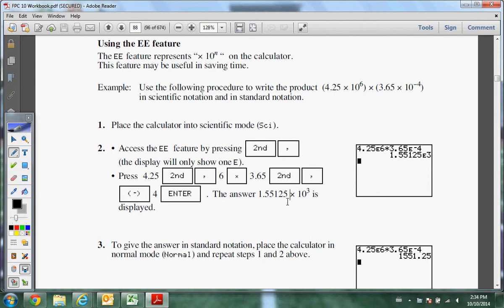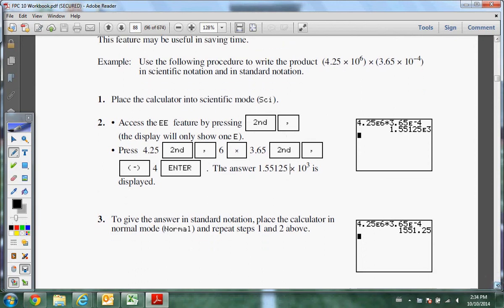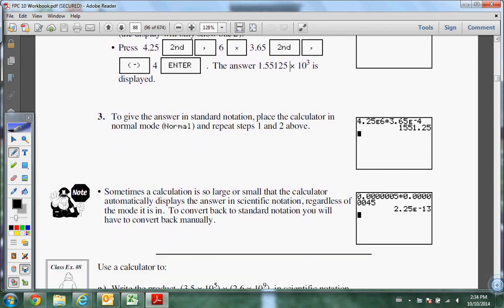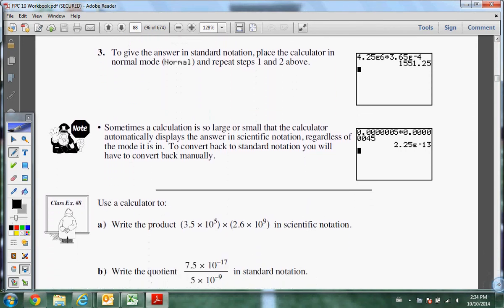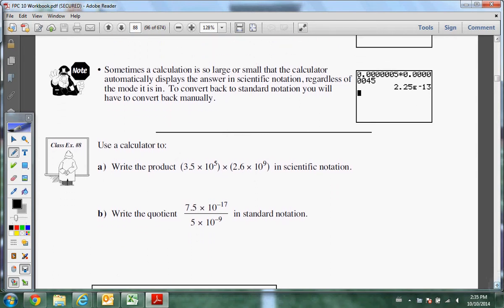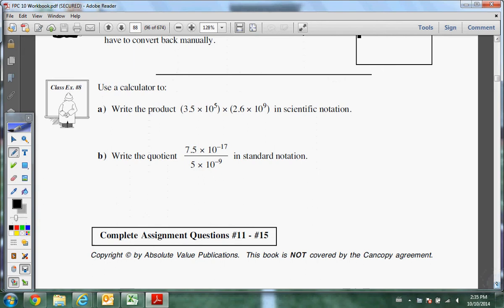Finish this thing up here. To give the answer in standard notation, you just take it off standard. Just take it from normal to standard. Or excuse me, from SCI to normal. All right. Use calculator 2. So go ahead and try this here. Your last example of the day.